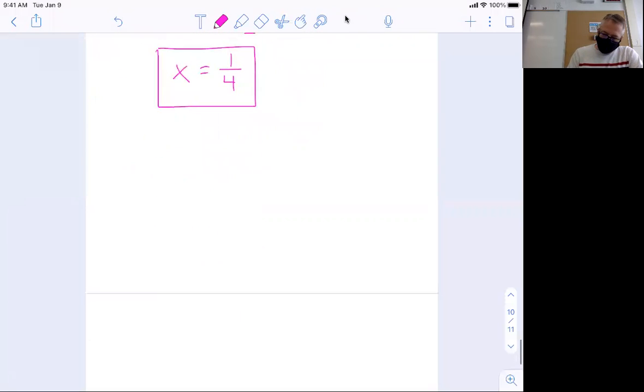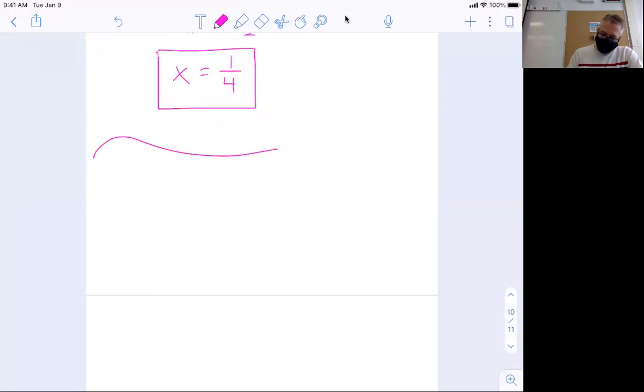All right. So I'm going to move along then to absolute value equations. So we're going to solve absolute value equations.